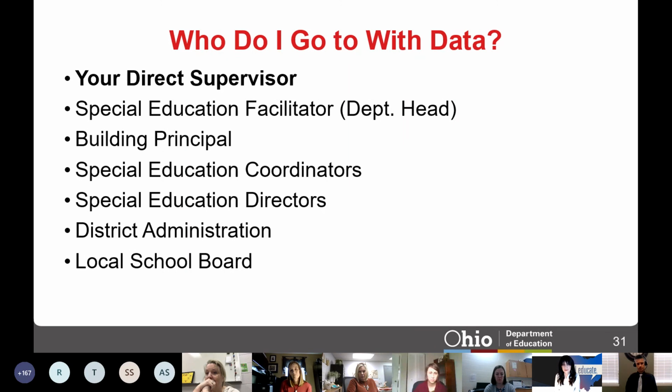So, you have some good data, you go to that person. If that proves not to be helpful, and I hear this all the time, I went to my supervisor, it didn't do any good, you might try the special education facilitator. I think the old-fashioned term was department head. That person might have some suggestions or some ideas. You can talk to your building principal. Maybe there's something logistically that could work out in terms of where your workstation's located or something like that. Then you start going up the chain to special ed coordinators, your director, district administration, and your local school board.